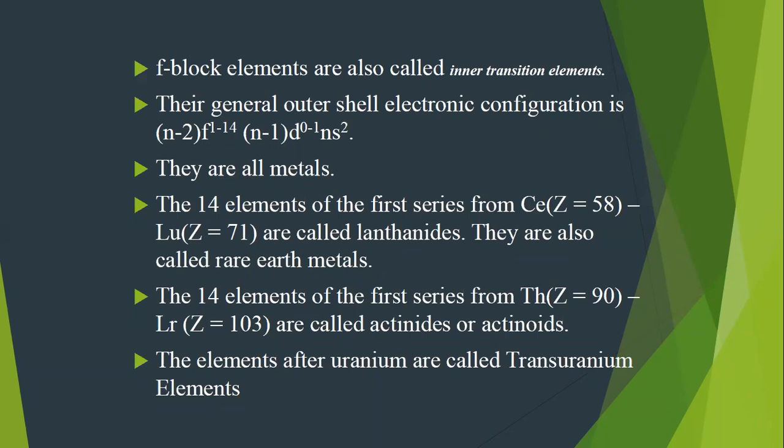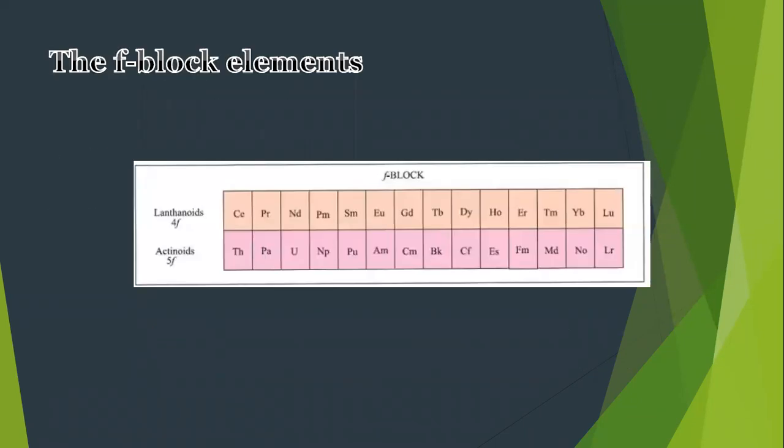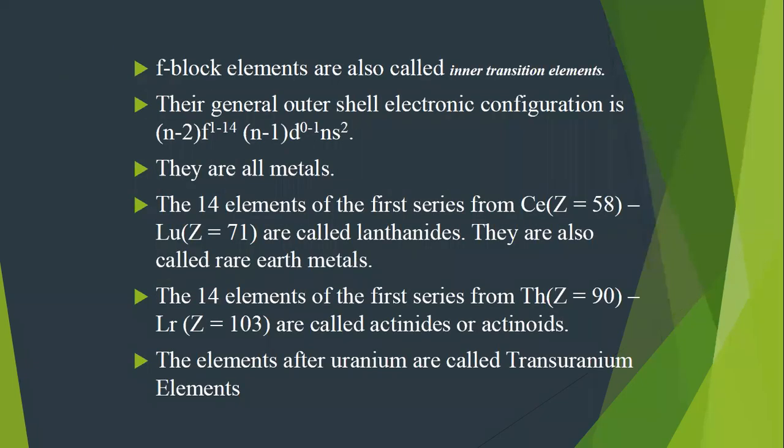They all are metals. The 14 elements of the first series, from cerium, atomic number Z = 58, to lutetium, atomic number 71, are known as the lanthanoids, the first series. As you can see in this diagram, the first series from Ce to Lu are known as the lanthanoids, from atomic number 58 to 71. These are known as rare earth metals.